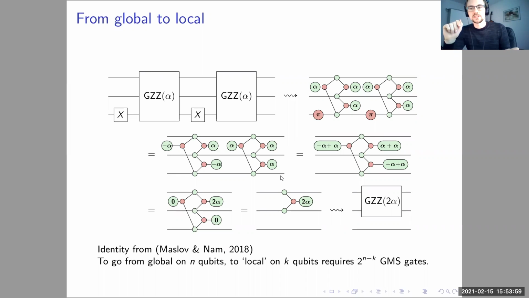The problem with this procedure is that this is exponential in how local the gate is. So if it's global on n qubits and I want to make it local to k qubits, it requires 2 to the n minus k GMS gates. This is exponential, which is very unfortunate.